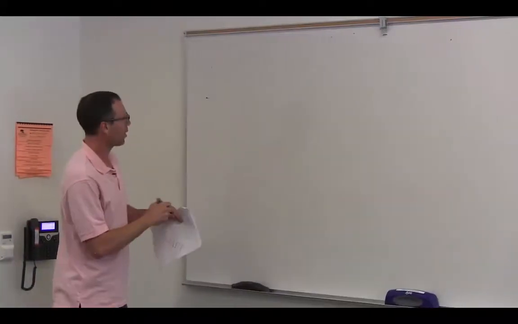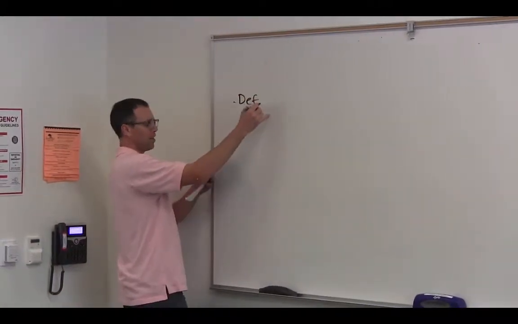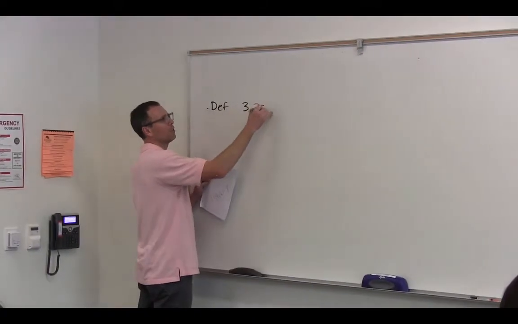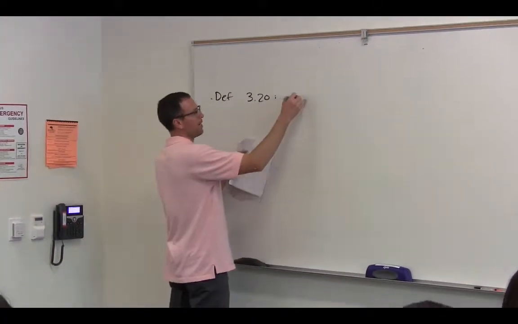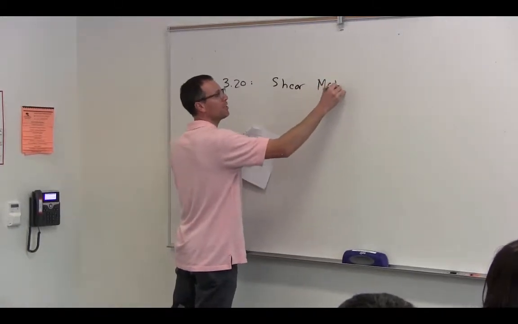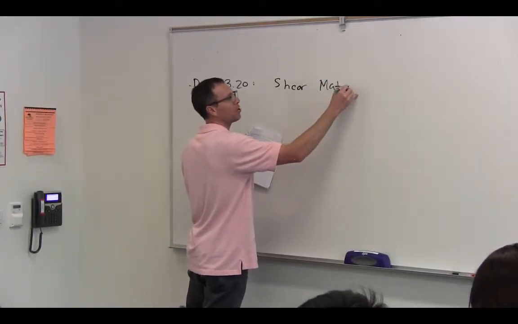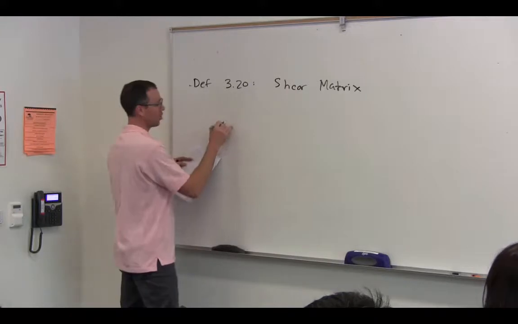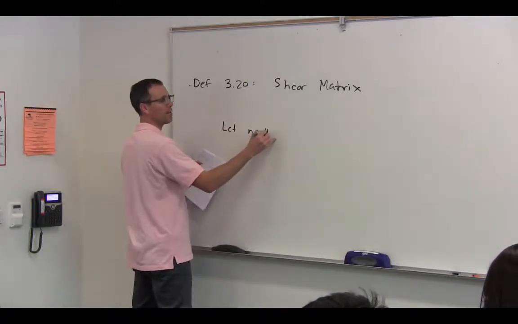Let's do something kind of cool. We are now going to use the concept of rank 1 updates to define some really, really powerful matrices. So the first one we're going to define is called a shear matrix. So let's let n be an element of the natural numbers.